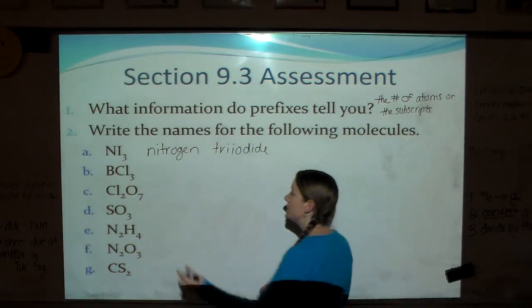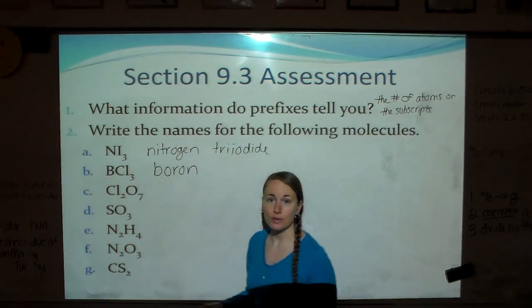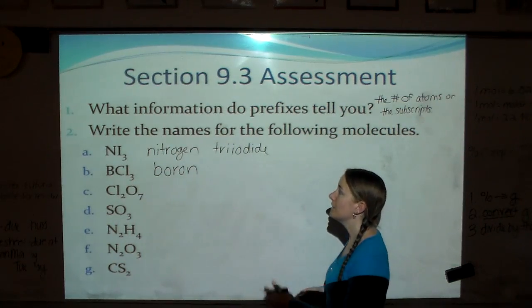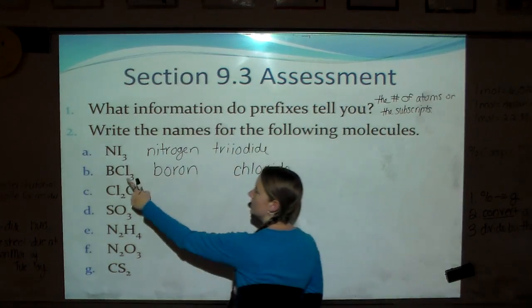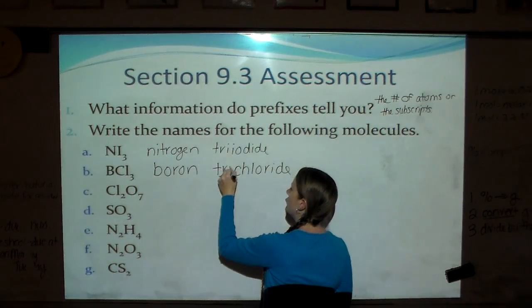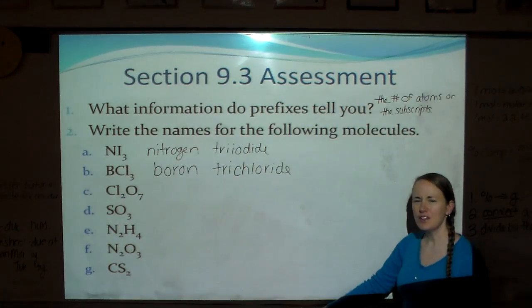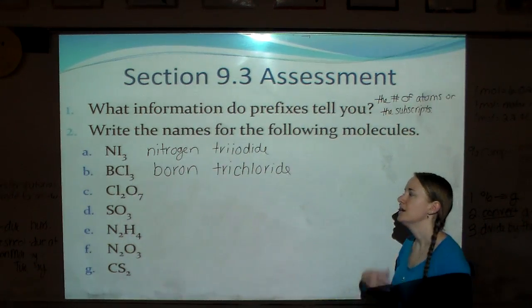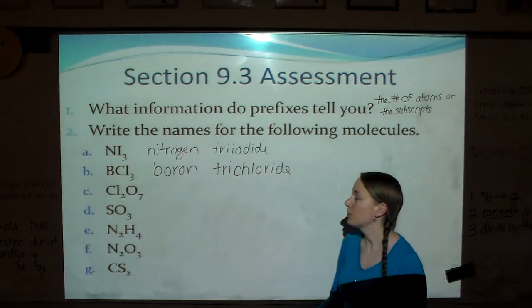BCl3. Well, B is boron. Since there's only one of them, I don't need a prefix. Chlorine becomes chloride. And since there are 3 of them, I'm going to call it trichloride. Boron trichloride. And I know these names kind of sound weird now, but as we use them over and over again in class, they'll become a little bit more normal.